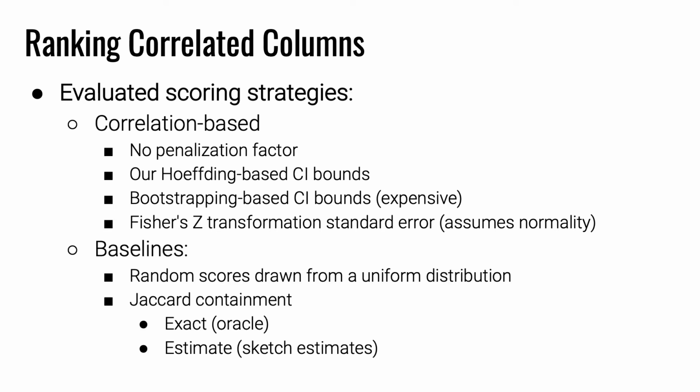For the first one, we simply draw a random score from the uniform distribution. And for the two others, we consider the Jaccard containment between the keys of each pair of tables. The Jaccard containment basically tells us how good the joins are between the two tables. We consider two variants of the containment. The first one is the exact formula, and the other one is the estimate produced by correlation sketches.